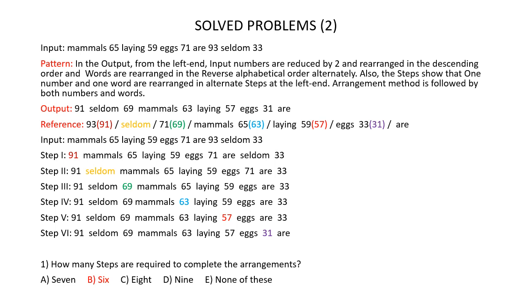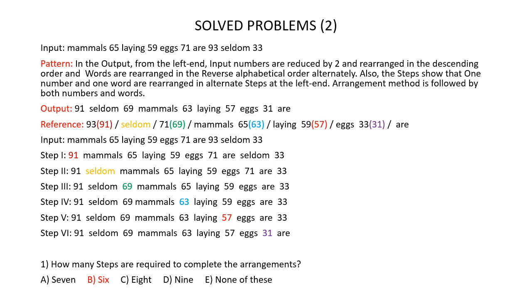So now we have to consider the next element in the reference line, which is 57. So in step 5, write 91 seldom, 69 mammals, 63 laying in the same order as is given in step 4. Write 57 in the seventh position from the left end in step 5. 57 is got by subtracting 2 from 59. The rest of the elements of step 4 are written as they are in the same order in step 5. The next element in the reference is eggs.